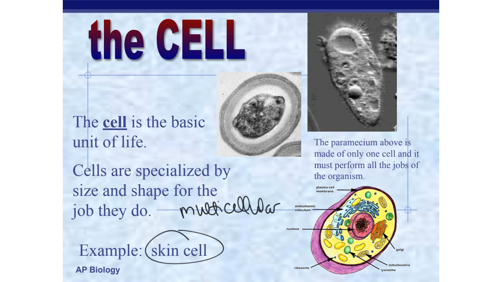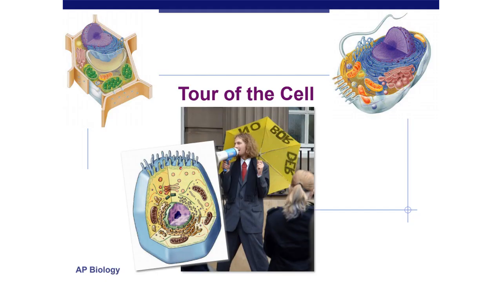In a unicellular organism like this one right here, the cell is going to be doing all of the jobs that the organism needs. It's not going to be specialized for one particular job.